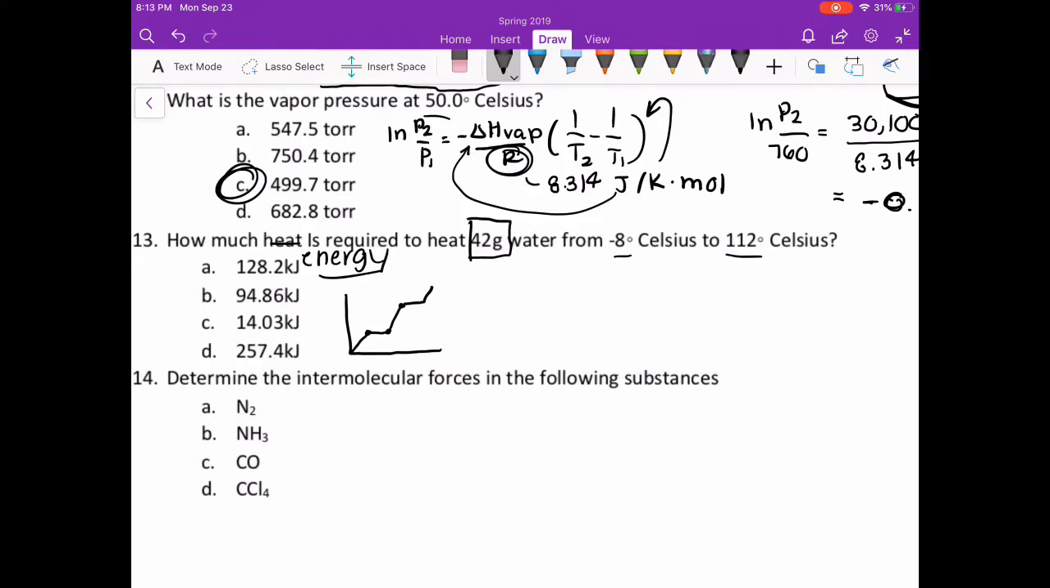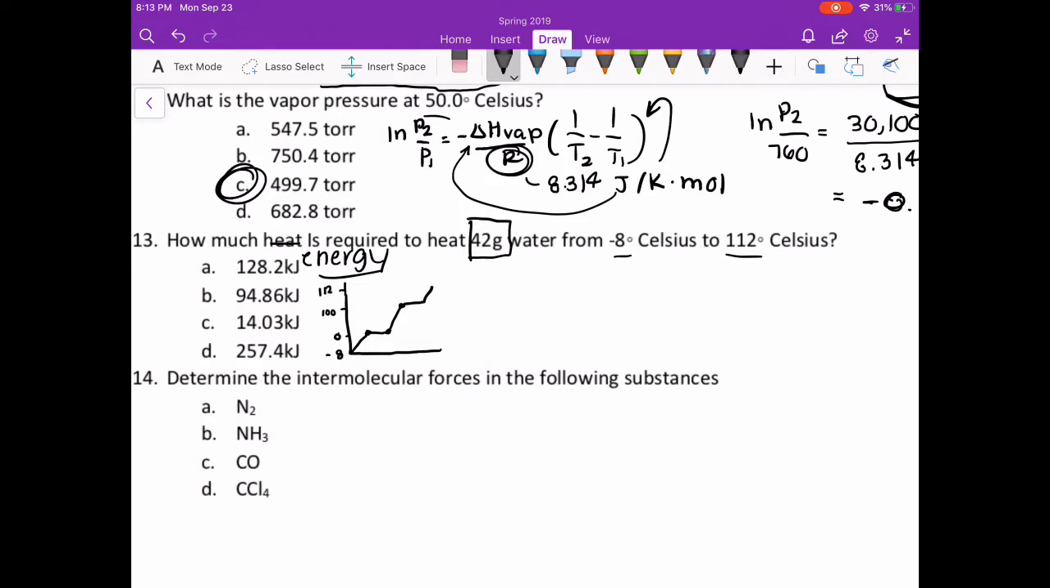Because I know at 0 degrees Celsius I have the freezing point, and at 100 degrees Celsius I'm going to have the boiling point for water, right? So I just mark those points on my graph just to help myself out and make sure my graph is organized. I would advise doing this on your test as well.